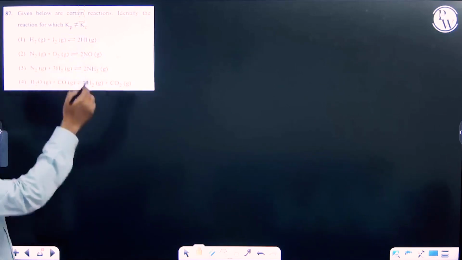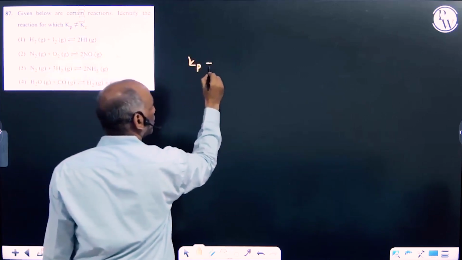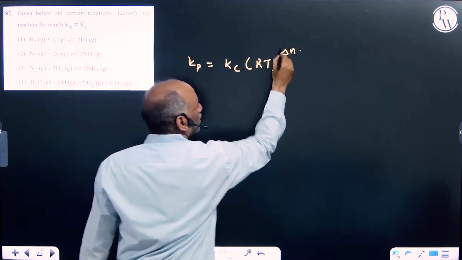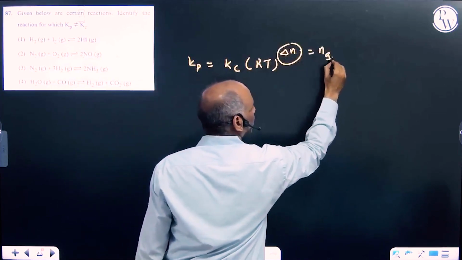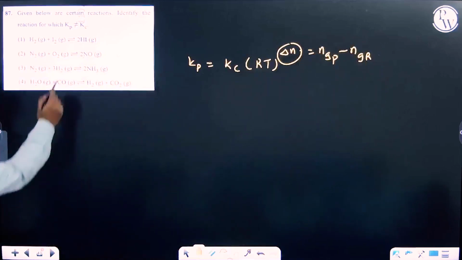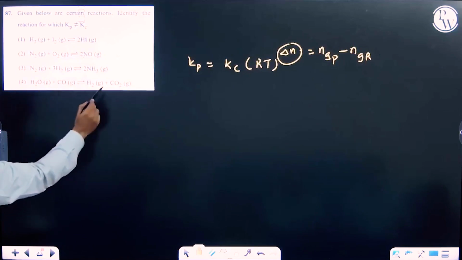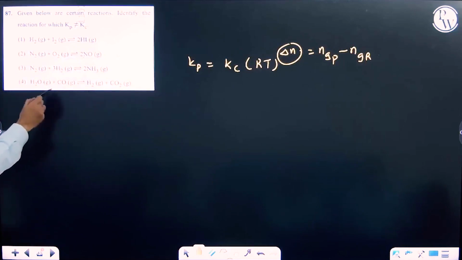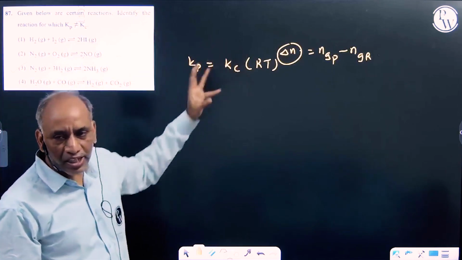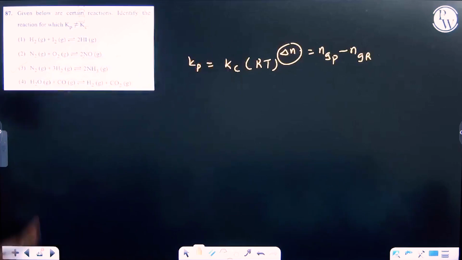Exam temperament. Kp is not equal to Kc. Whenever you are talking about Kp and Kc, Kp equals Kc into RT whole power delta N. You need to see that delta N means the number of gaseous products minus the number of gaseous reactants only. So here, 2, 2 here, 2, 2 here, and here 2, here also 2, and hence there is only one where Kp is not equal to Kc. So it is a simple question, only if you know that Kp and Kc are related by Kp equals Kc into RT whole power delta N.